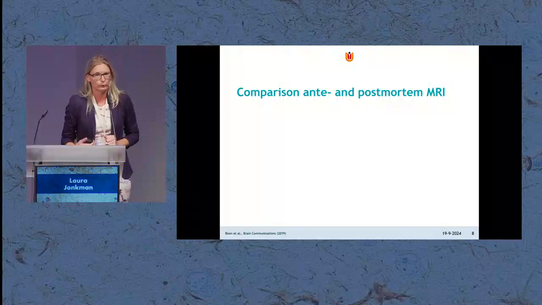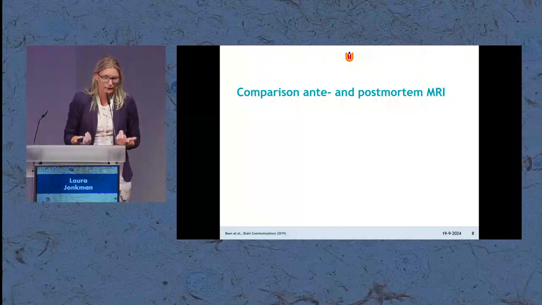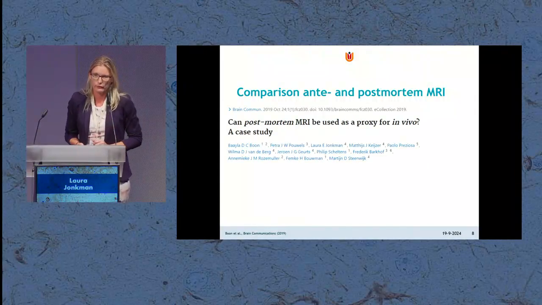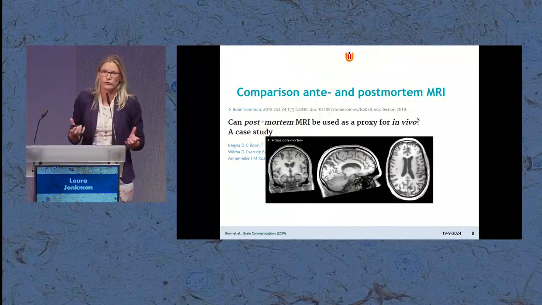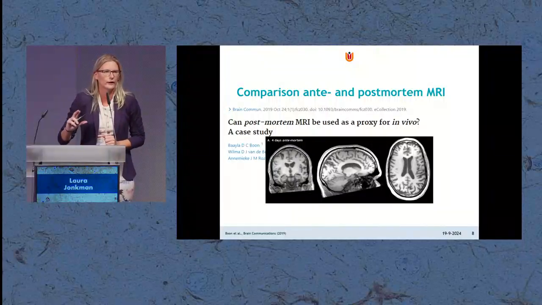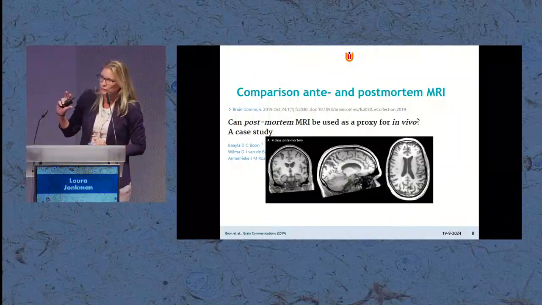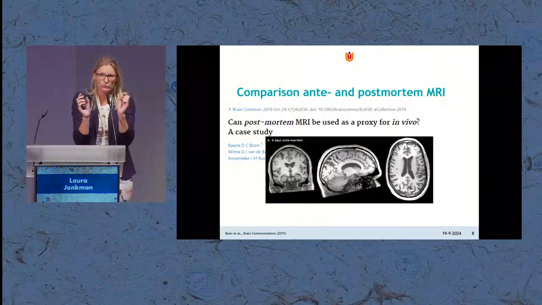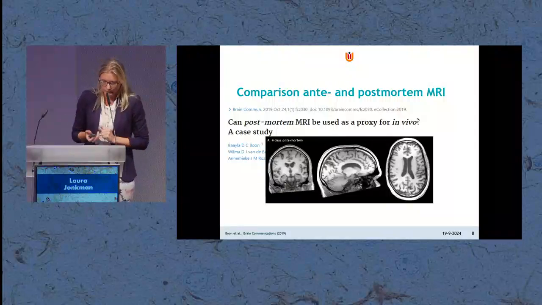So we were able to perform the post-mortem MRI as well, with subsequent anatomy and dissection. We wrote a case report about this, showing the ante- and post-mortem changes or similarities with only 4 days in between. And this is what it looks like. If you have a look at the ventricles and the white matter, you do see some changes because it's moving, but also in a way very similar.